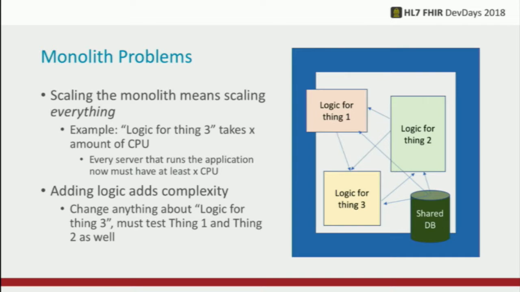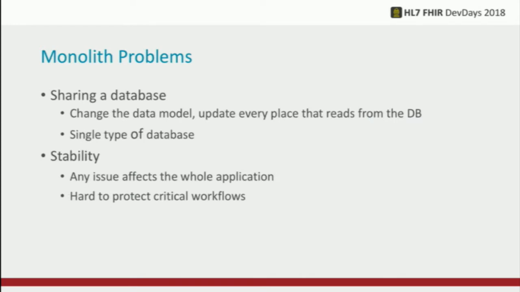Whenever you add new logic, it again adds complexity: if you change thing three, you need to test thing one, thing two, and thing five, et cetera. A unique problem is if you share a database, which most monoliths do: if you update the data model at all, you need to update every single place that reads from that database, which is usually a lot. And you can only have a single type of database, like a relational database, when maybe you want a graph database or a NoSQL database. And for stability, any part of the application can bring down any other part, so you can bring down critical workflows through some little thing that doesn't actually mean much.